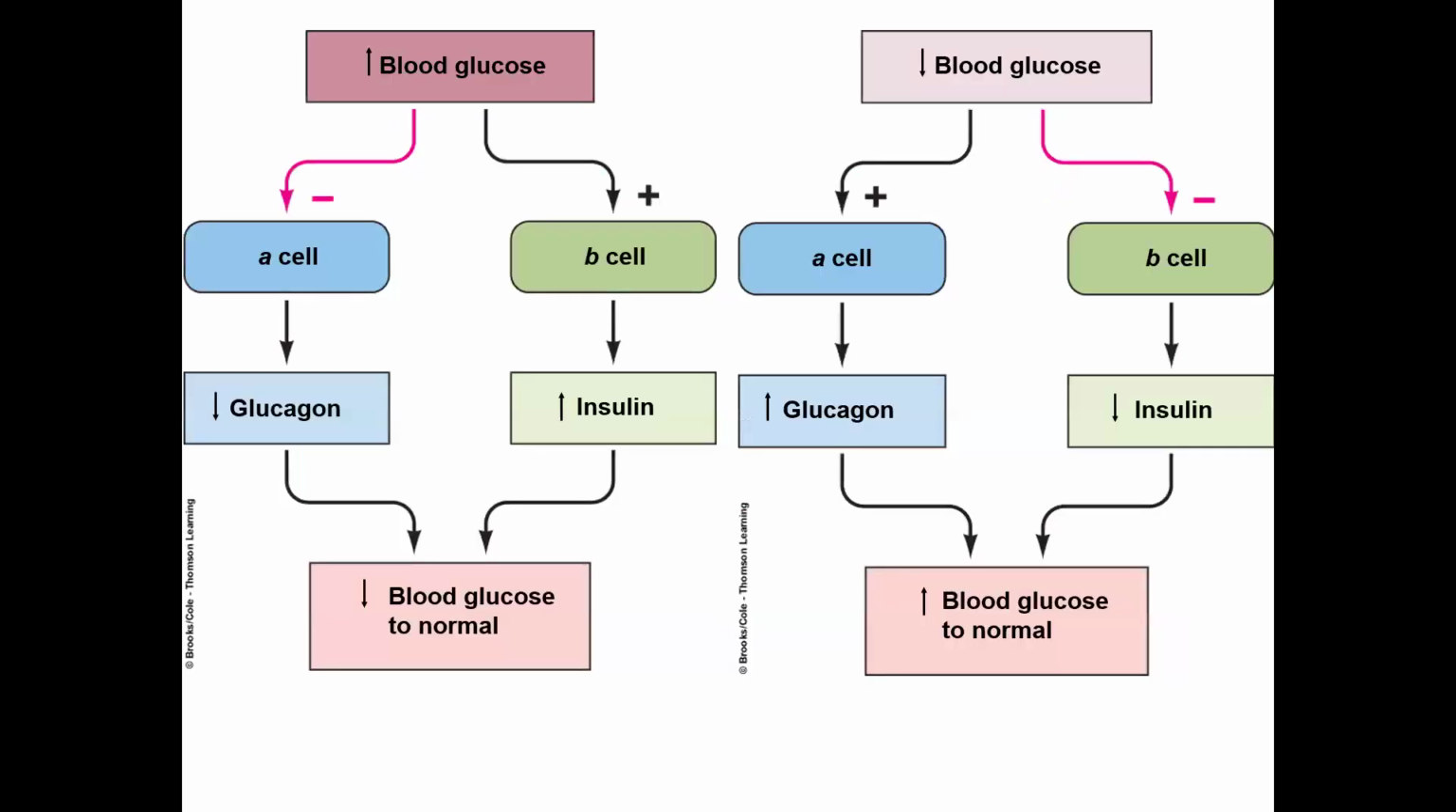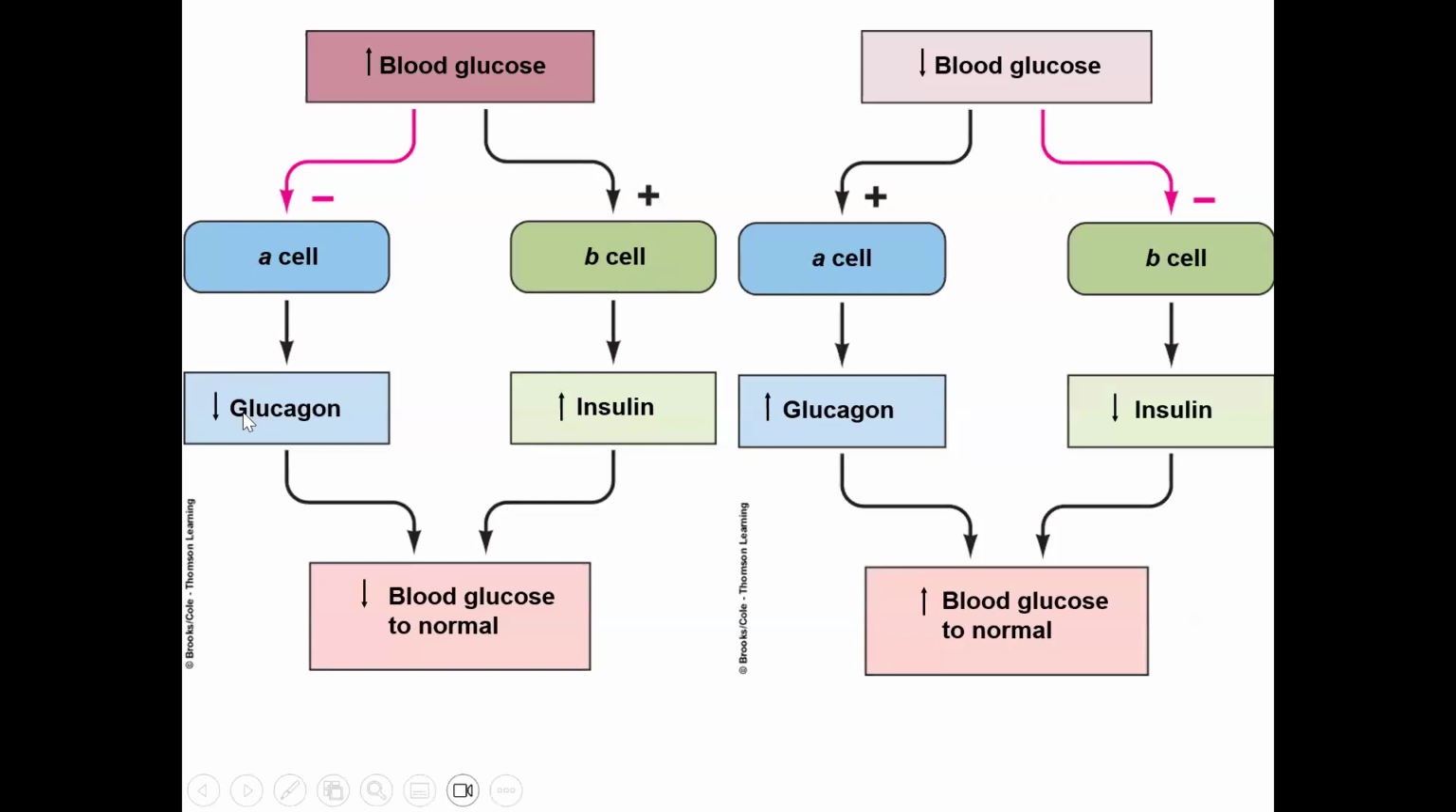And how are the insulin and glucagon levels regulated in our body? They are regulated by the amount of glucose in the blood. So on the left side of the slide, you can see if there is an increase in the blood glucose level, this will stimulate the beta cells in the pancreas. The plus sign indicates stimulation and the minus sign indicates inhibition. So when there is high blood glucose level, the beta cells are stimulated and alpha cells are inhibited. When beta cells are stimulated, they will produce more insulin. And when alpha cells are inhibited, they will produce less glucagon.